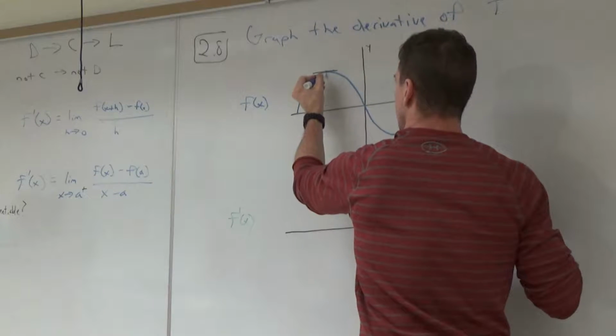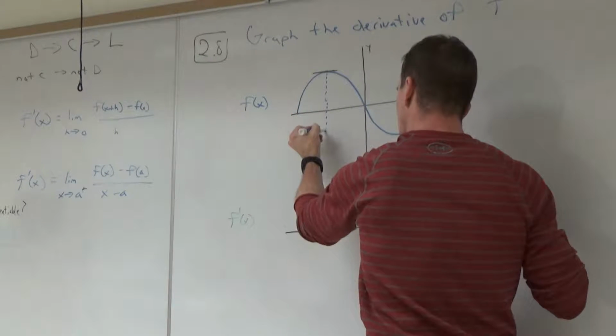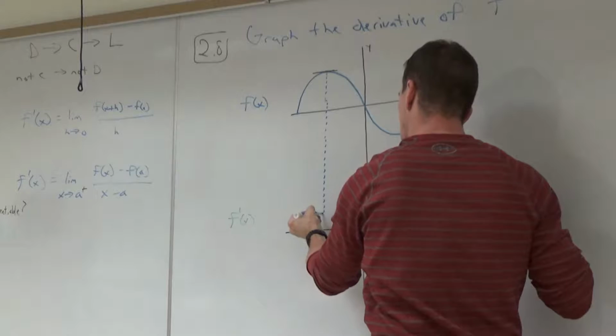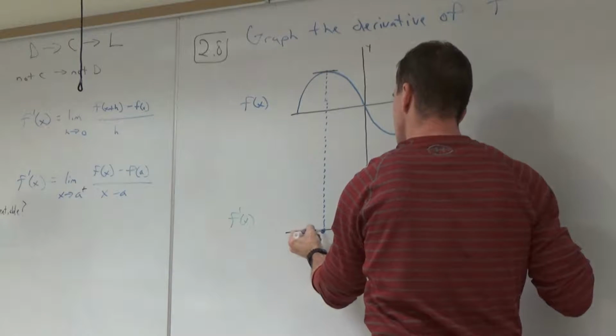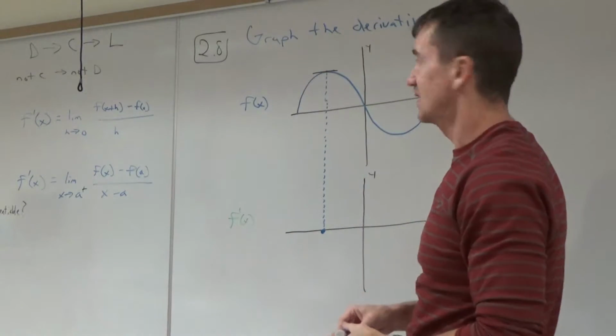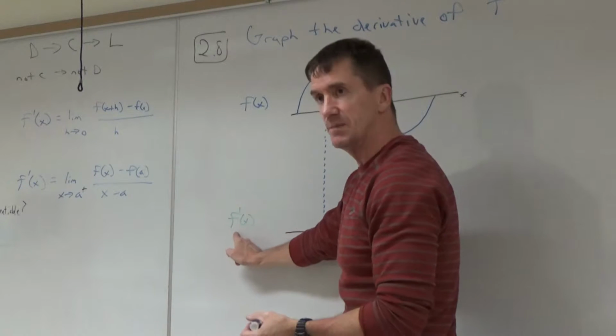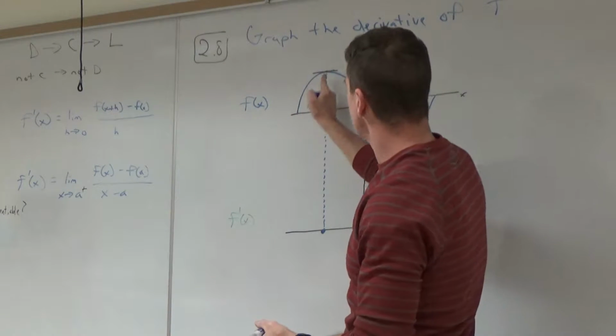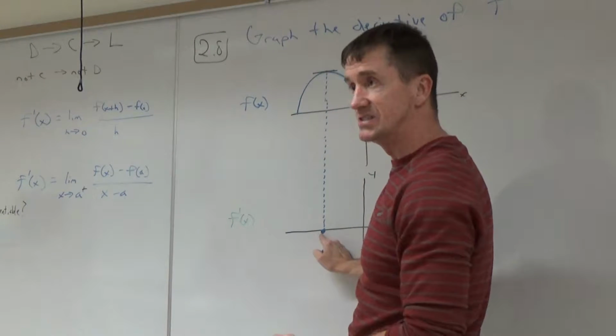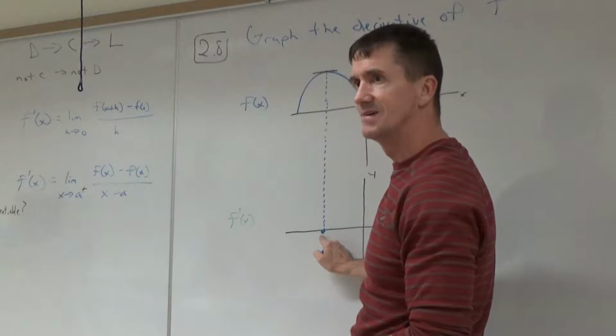Now, what I want us to do right away is come down here. Go straight down, and I want you to put a dot right there. You know why? Because derivative means slope. And what's the slope right there? 0. Do y'all follow me?